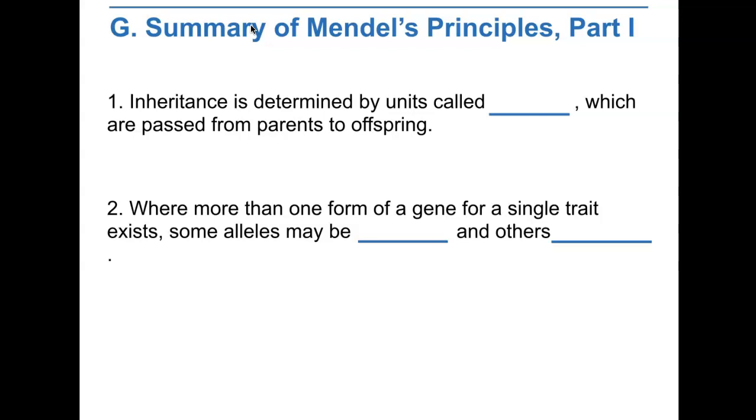Mendel's principles of segregation and independent assortment can be observed through one- and two-factor crosses. Mendel's principles of heredity, observed through patterns of inheritance, form the basis of modern genetics. These principles of heredity are as follows. The inheritance of biological characteristics is determined by individual units called genes, which are passed from parents to offspring. Where two or more forms of alleles of a gene for a single trait exist, some alleles may be dominant and others may be recessive.